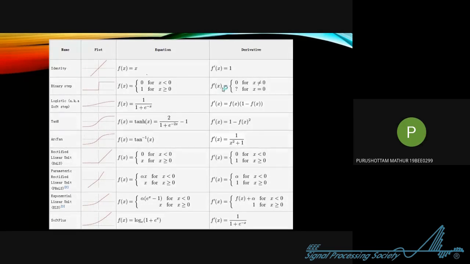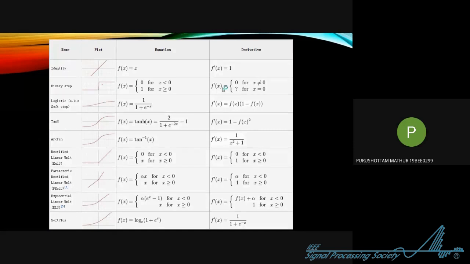Identity, as you can see, y equals x. That's the simple linear equation, the activation function, and f dash is one. Then binary step functions. I think the first years may not know about it, but unit step function is the other name for it.